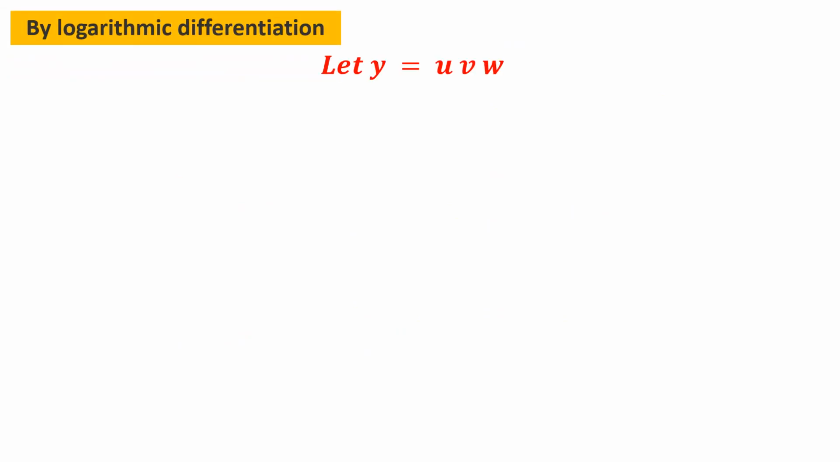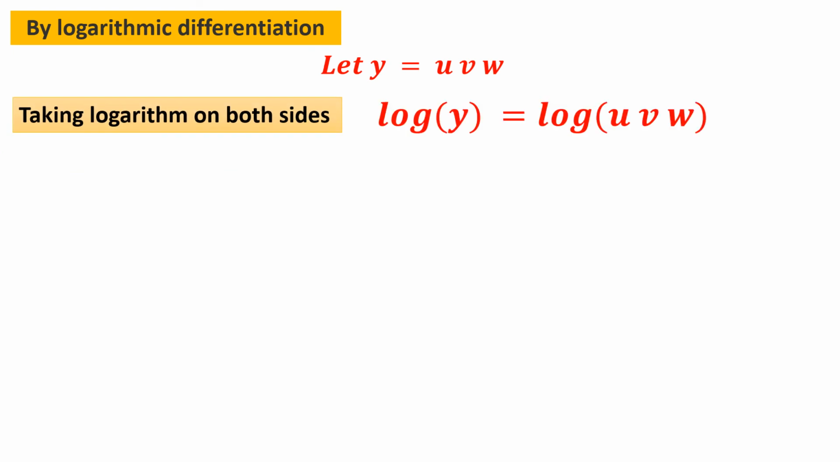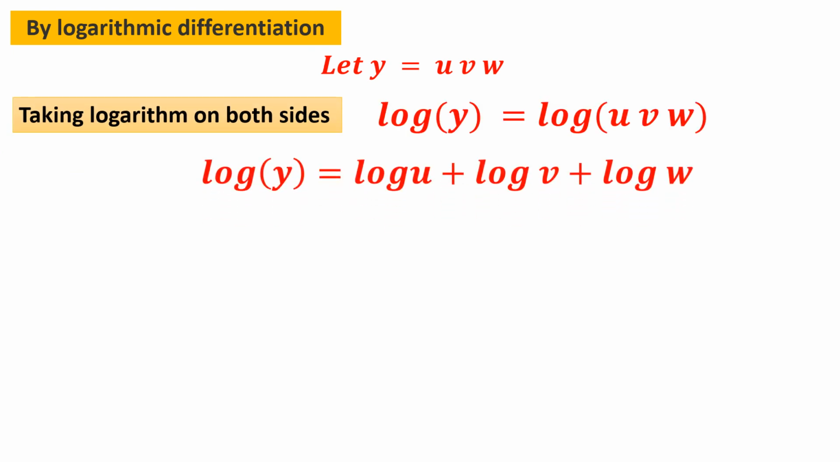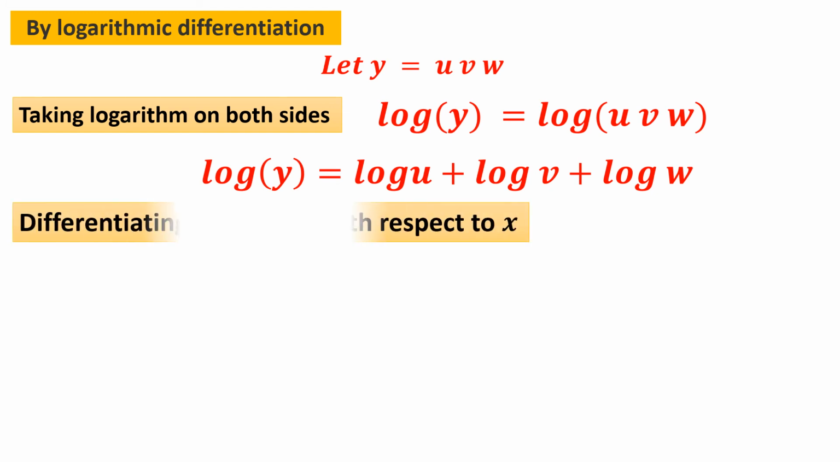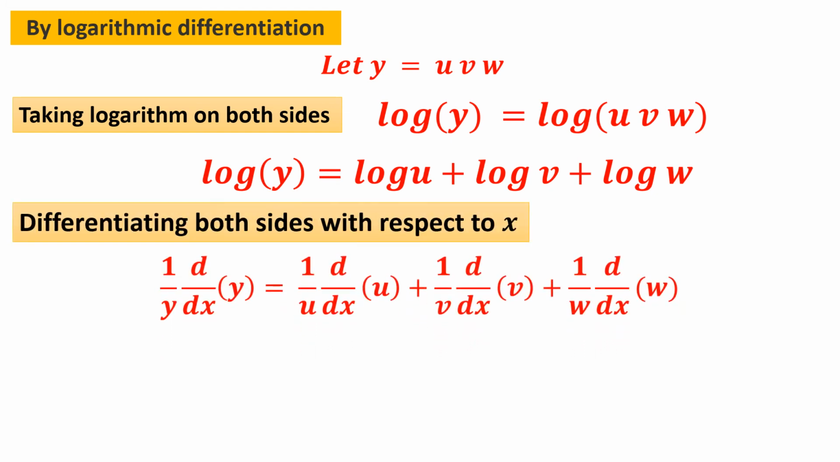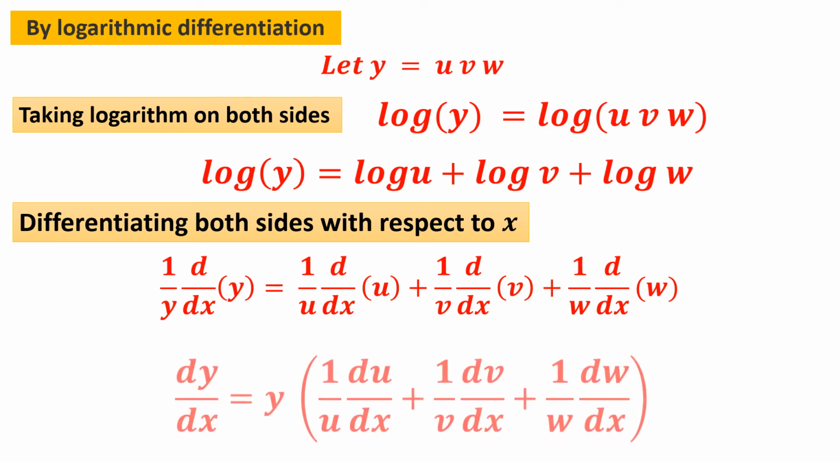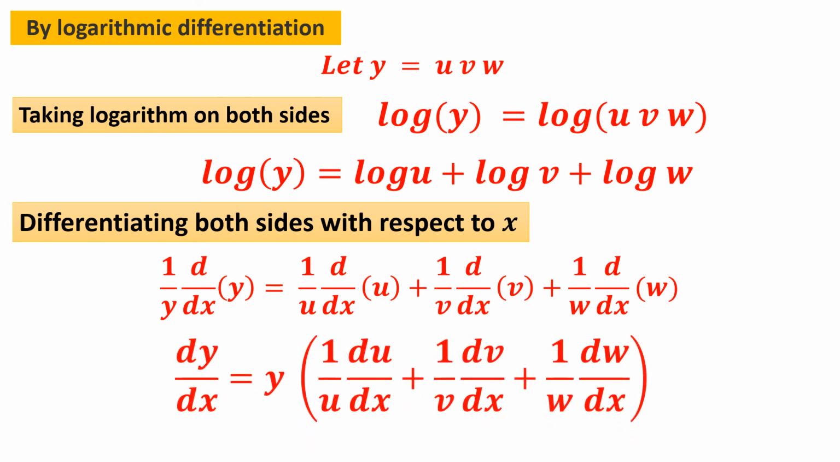Let us go by logarithmic differentiation. Very simple. Take log on both sides. Log of uvw is log of the first plus log of the second plus log of the third. Differentiate it now. 1 by y into dy by dx is equal to 1 by u into differentiation of u plus 1 by v into differentiation of v plus 1 by w into differentiation of w. Very simple. 1 by u du by dx plus 1 by v dv by dx plus 1 by w dw by dx.